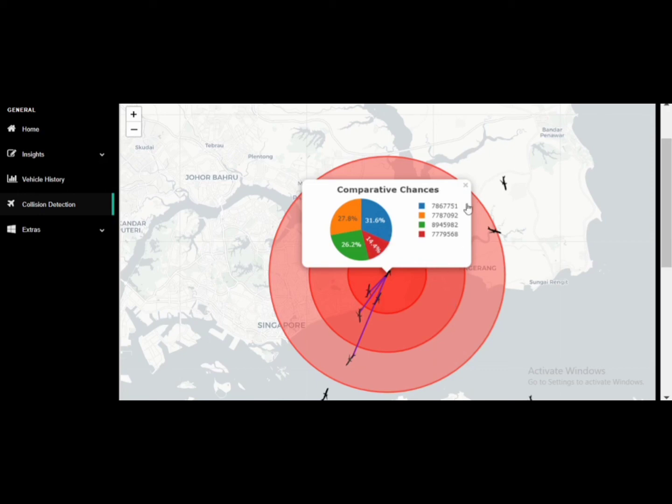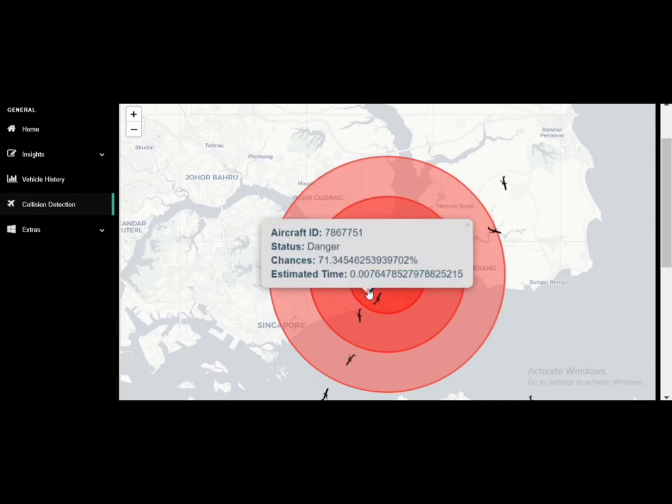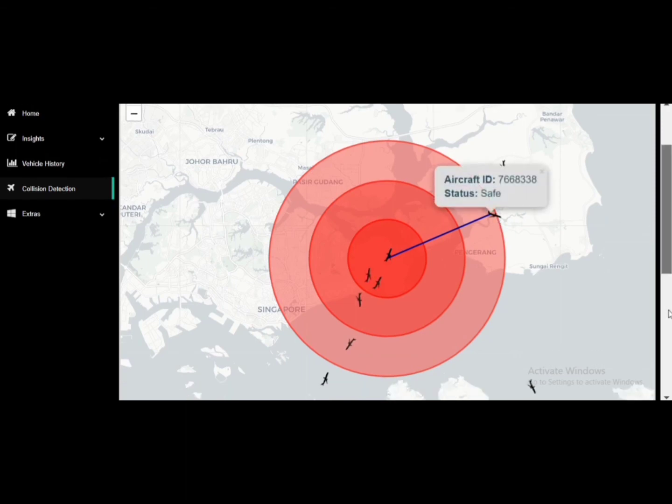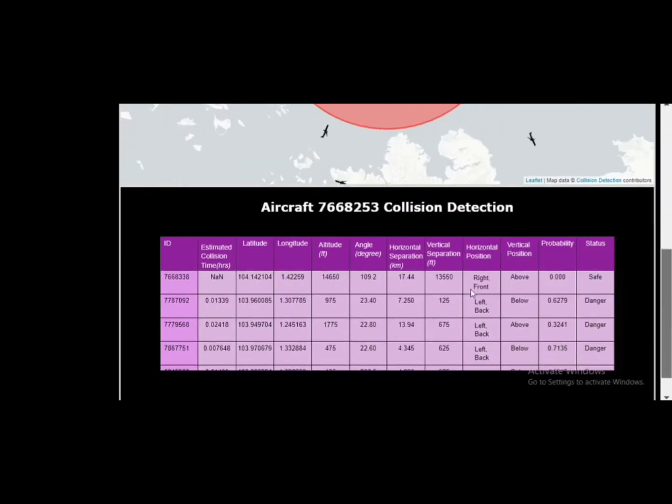If we hover on one of the danger state aircrafts, it shows us percentage of chances of collision along with the estimated time of collision in hours. One aircraft lies within the region, but still it is considered as safe. The reason is that if we check tabular data, we come to know that it is flying 13,550 feet above the monitored aircraft. Aircrafts that have vertical separation below 2,700 feet are considered danger, else they are safe.